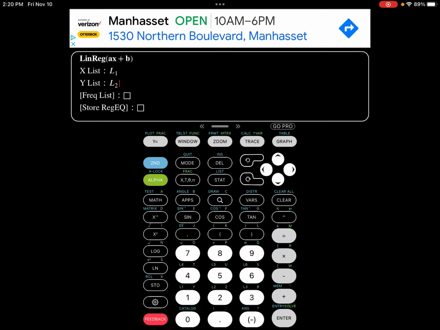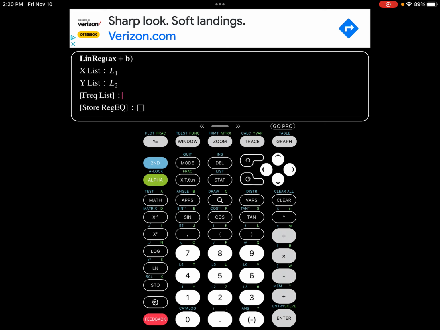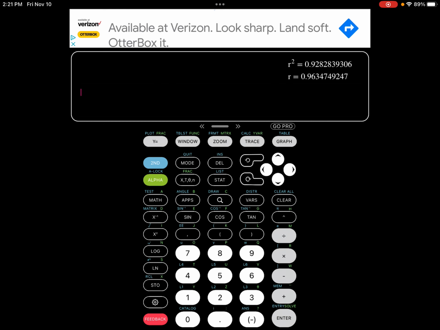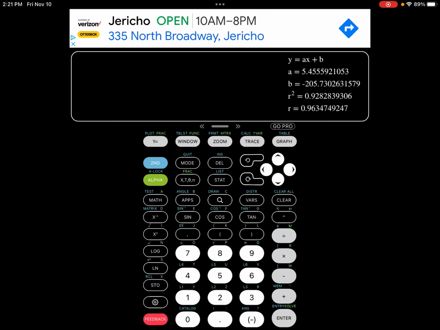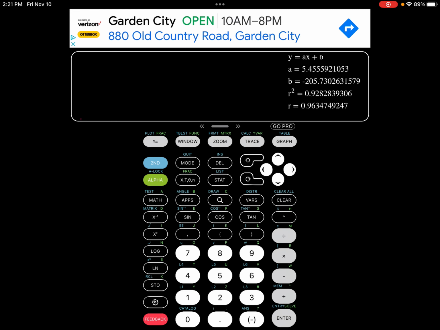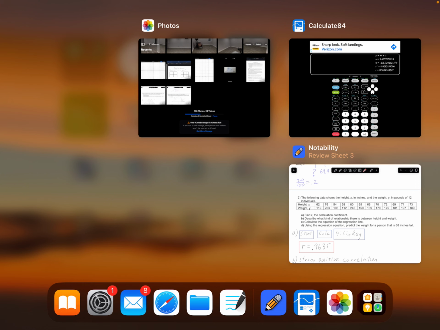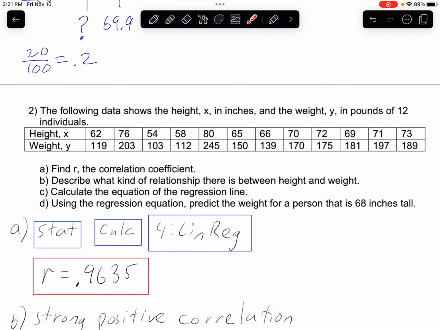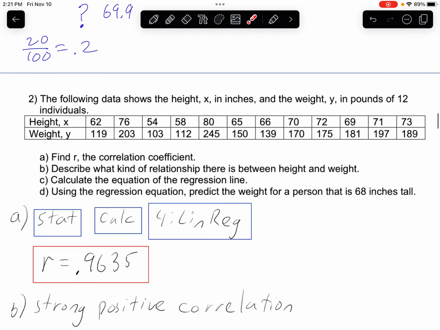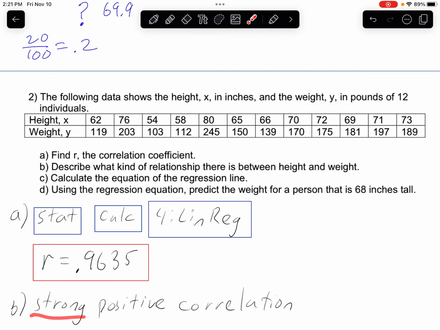I'm going to delete that now. You don't need to input anything else. Hit enter, and that brings you your values. R is your correlation coefficient, 0.9635, rounded to 4 decimal places.